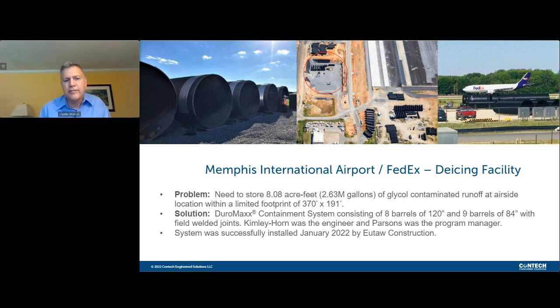And this consisted of 8 barrels of 120-inch and 9 barrels of 84-inch with field welded joints. And this is something that met the requirements of the project and also fit very neatly into the small airside footprint.